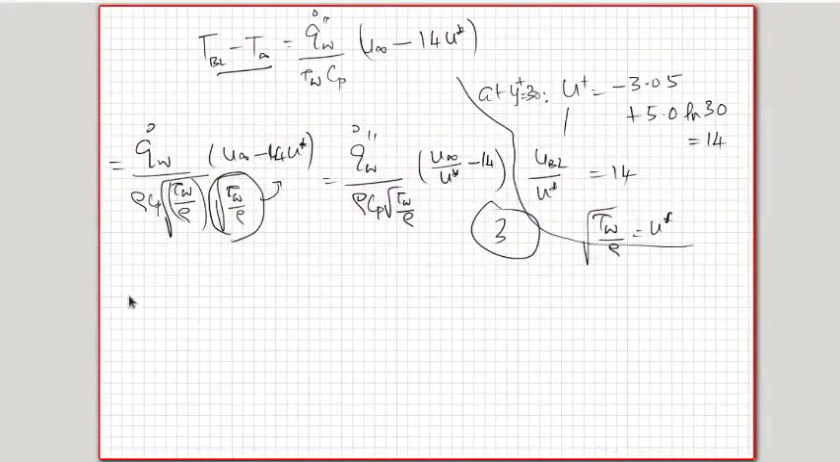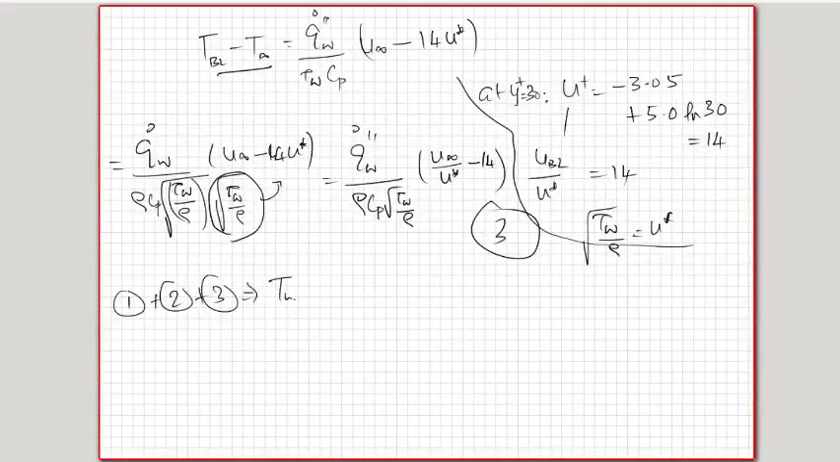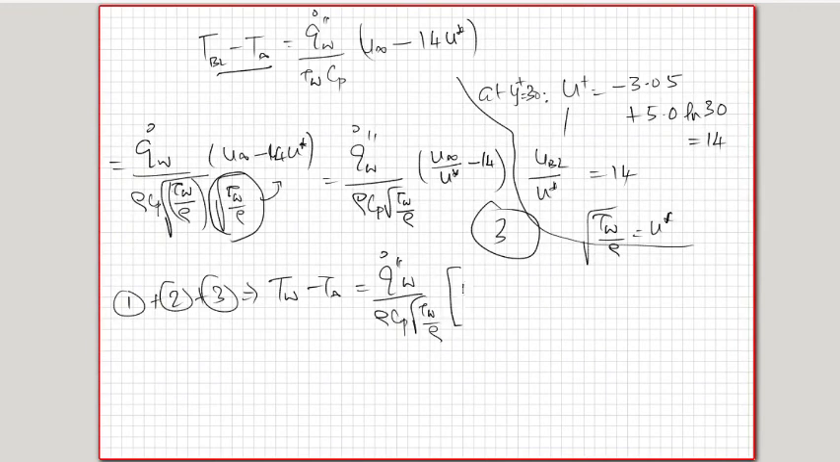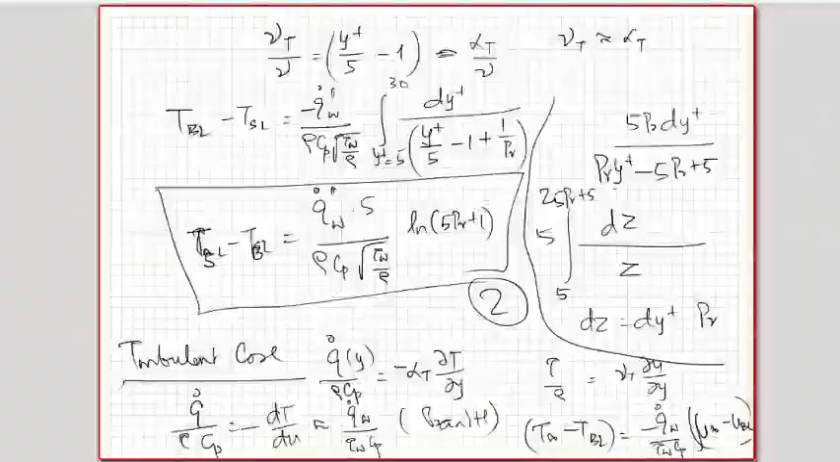Okay, so 1 plus 2 plus 3 gives me Twall minus T infinity is equal to, I'll have this as common, q dot double prime wall divided by rho Cp square root of tau wall by rho is common in all of them. In the first one I have a 5 Pr, and in the second one I have log of 5 Pr minus 1. Is it minus 1 or plus 1? 5 Pr plus 1.